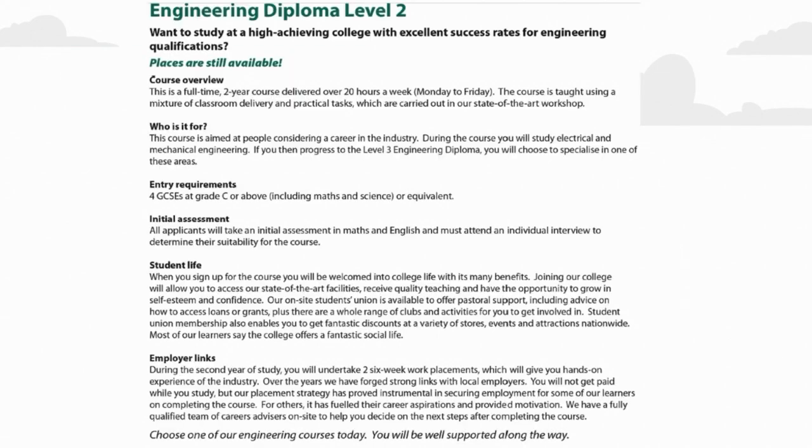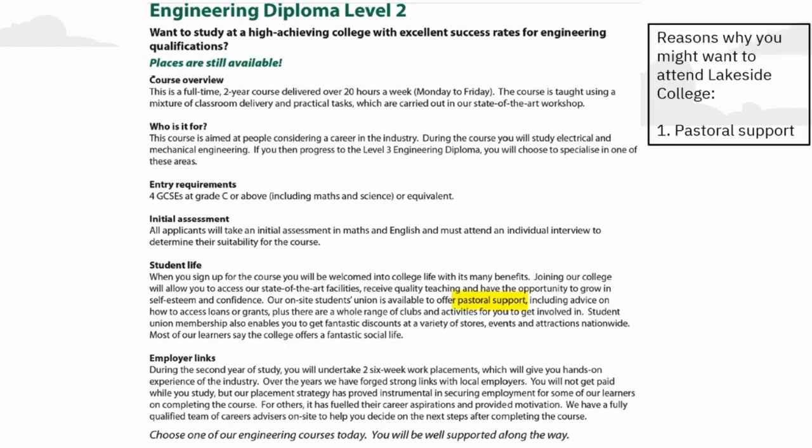Let's have a look at the text. So, it's about an engineering diploma at level 2, and it's basically an article to try and persuade people to study at a high-achieving college with excellent success rates. So we're going to look at reasons why you might want to attend the college. I've picked out a few here. Number 1, I can see pastoral support. They offer this. I think that's a good reason to attend the college.